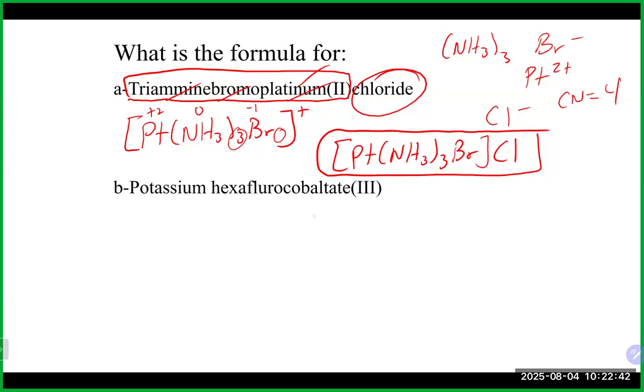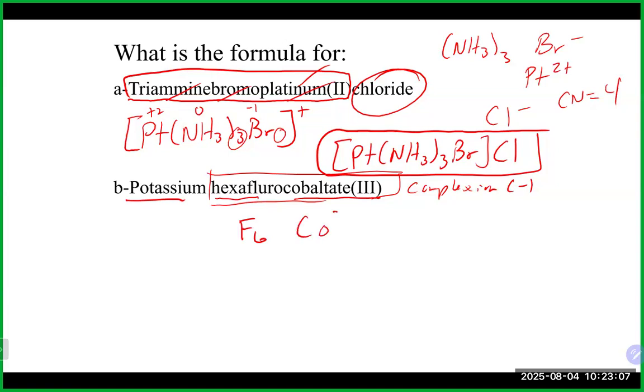Taking a look at the last one here, I see potassium, and then I see cobaltate(III) at the end. So this tells me this is my complex ion part. I also know it's negative because it comes at the end here. That means I can start with the pieces here. Hexafluoro means I have 6 fluorines. Cobaltate(III) means I have a cobalt with a +3.